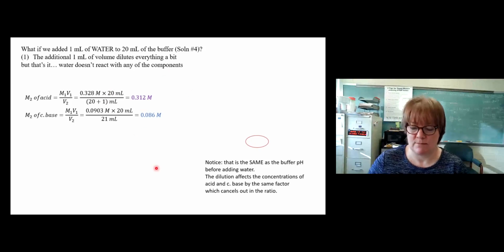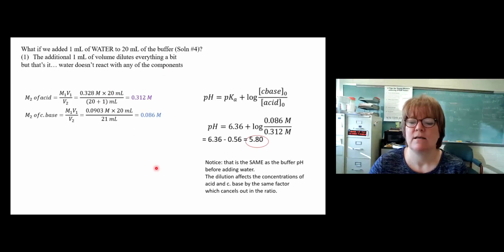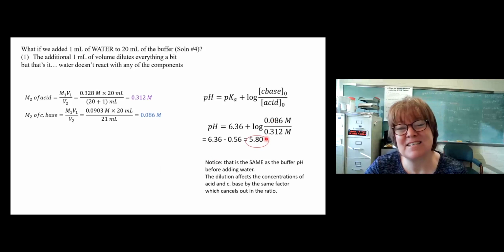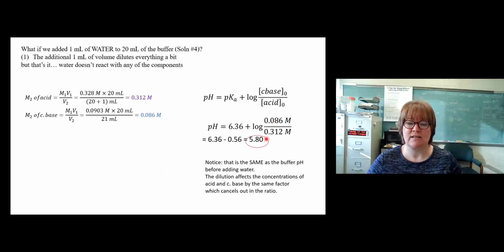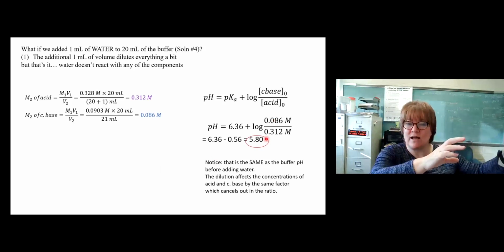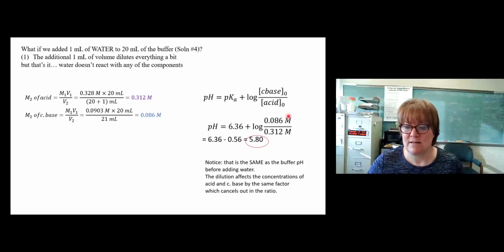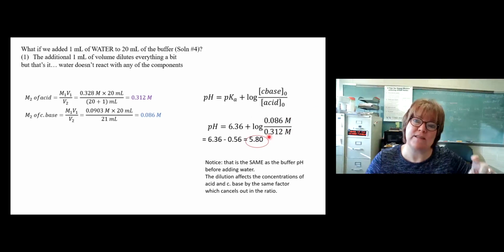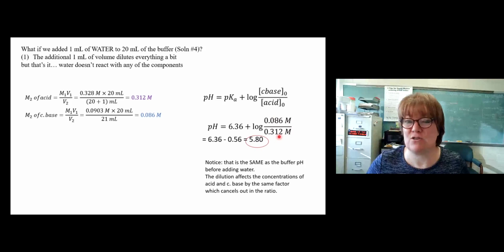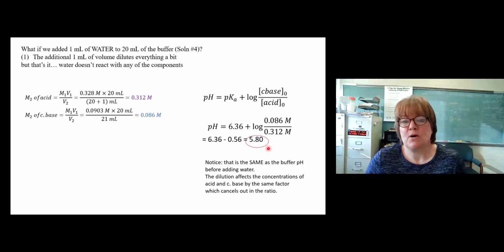And now I put it in my Henderson-Hasselbalch. I get exactly the same number. Essentially, I diluted the conjugate base, and I diluted the weak acid, but I diluted them by the same factor. And in a ratio, if I dilute this by the same amount as I dilute this, it doesn't change the ratio. So it's not going to change the pH. Adding water is not going to change the pH. Experimentally, you might see a slight difference, but it should be really close.